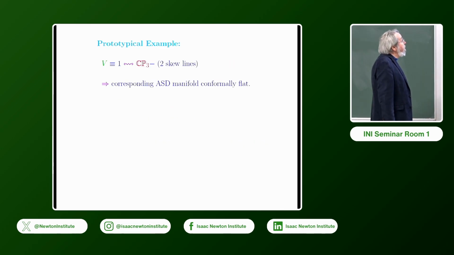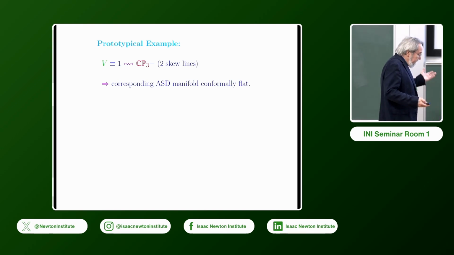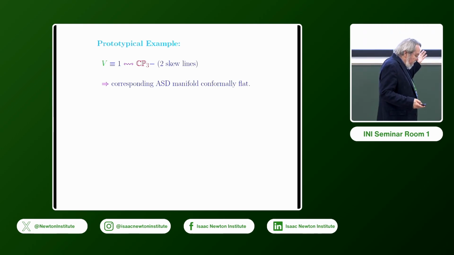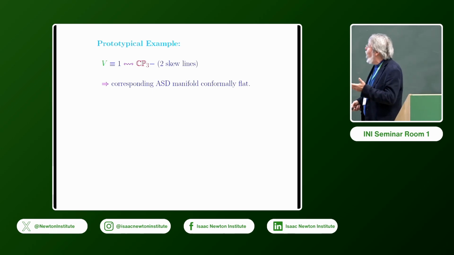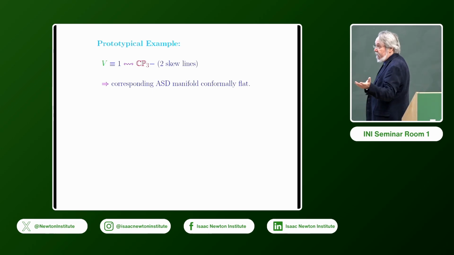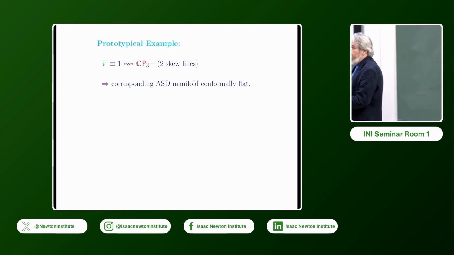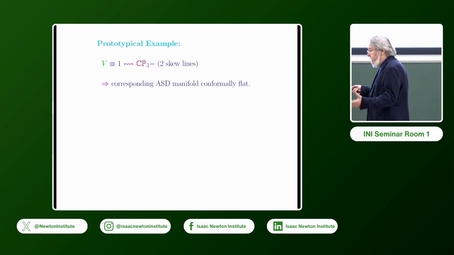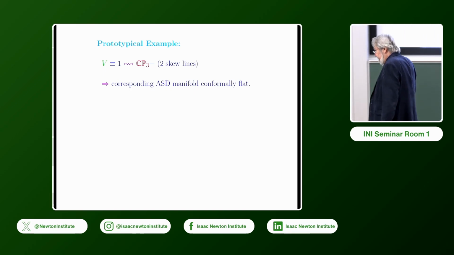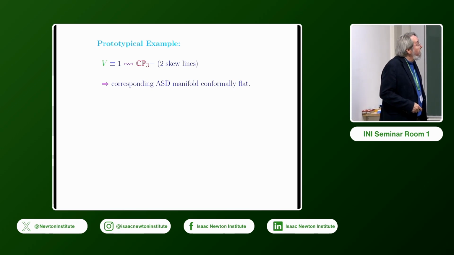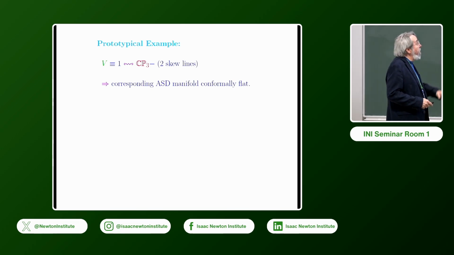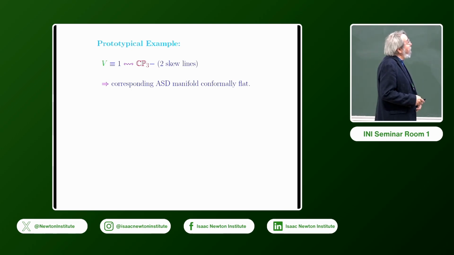Okay, so the point is that this is the holomorphic line bundle that corresponds to the function 1, and what that's saying is that the anti-self-dual manifold you're going to cook up here is conformally flat. CP3 is the twistor space of a conformally flat 4-manifold, kind of the universal object. Here we've just thrown out, for example, a couple of twistor lines.